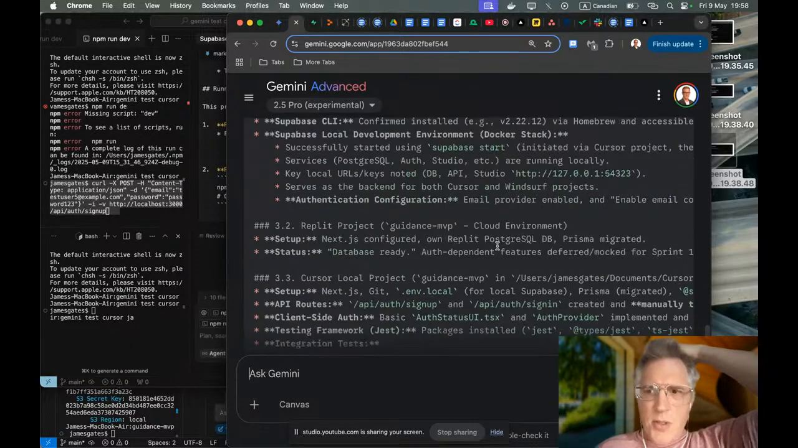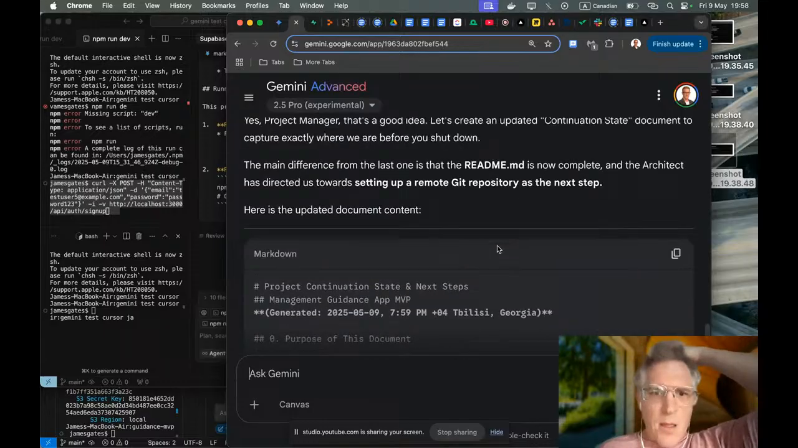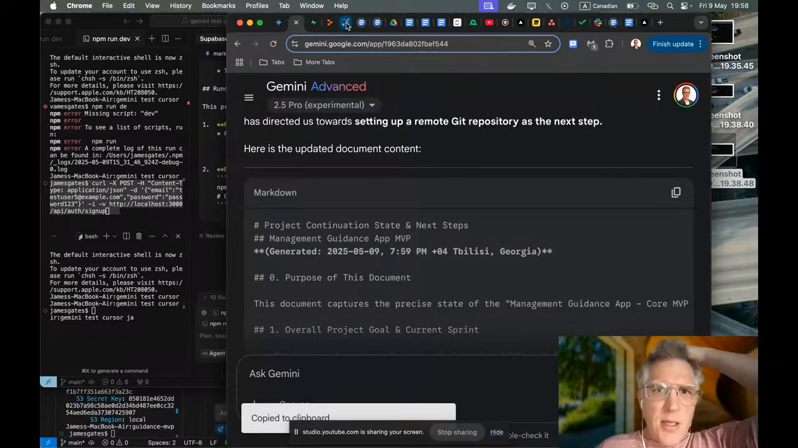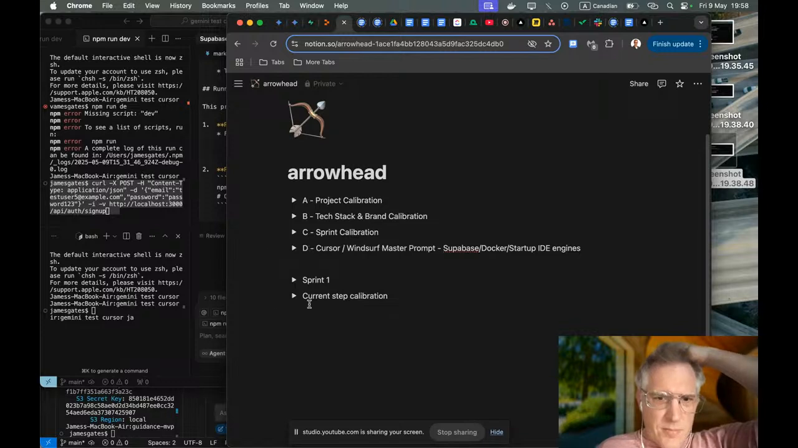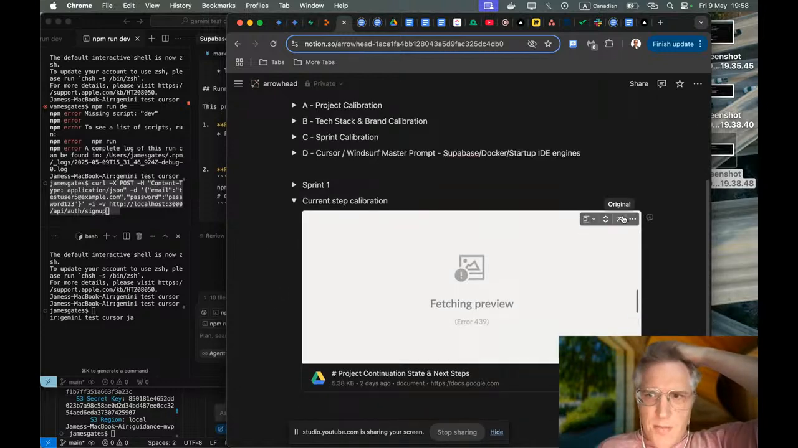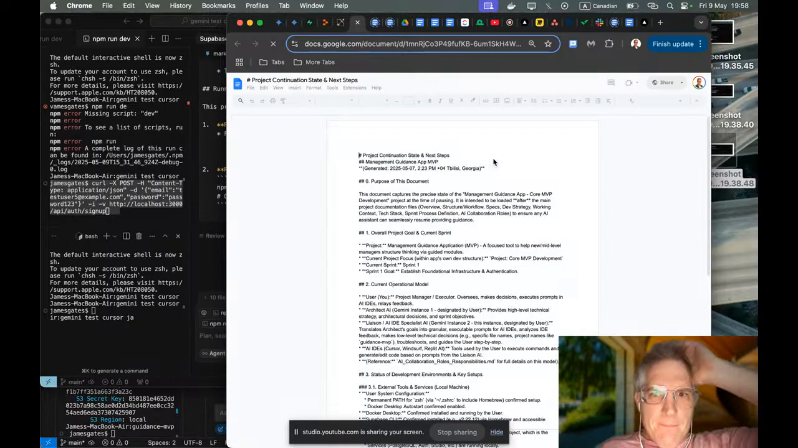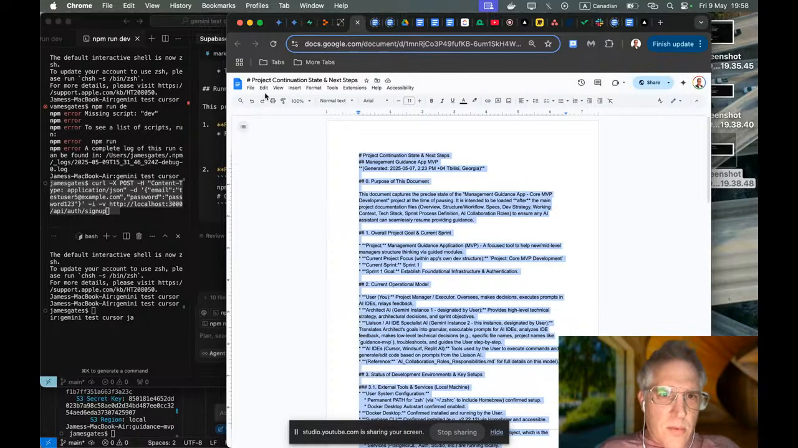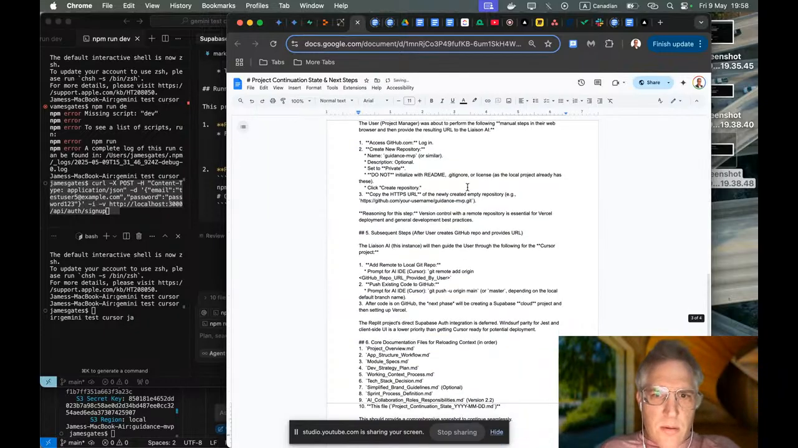All right, so I assume it means that I need to project continuation state and next steps. I guess that is in current step calibration. Project continuation next steps. Select all. Paste. Done. There you go. I can shut down.